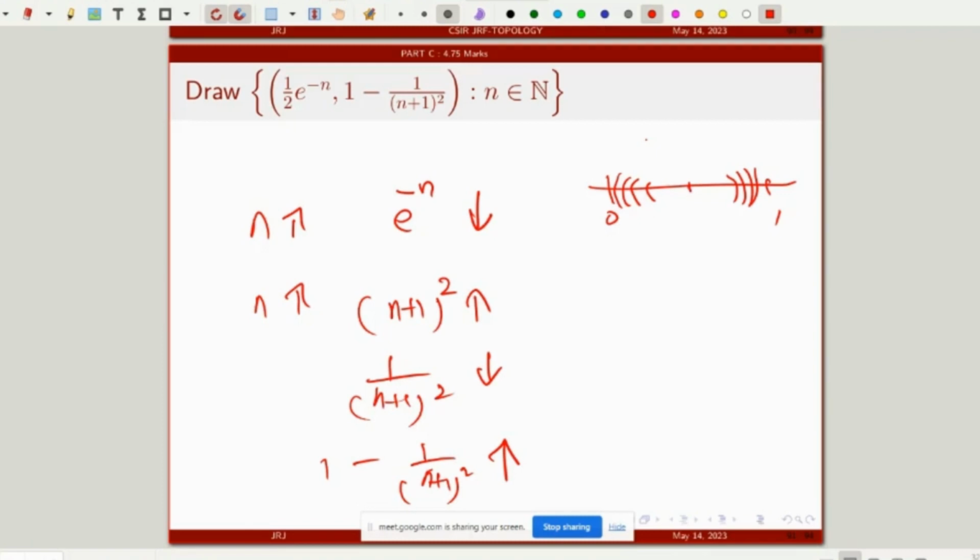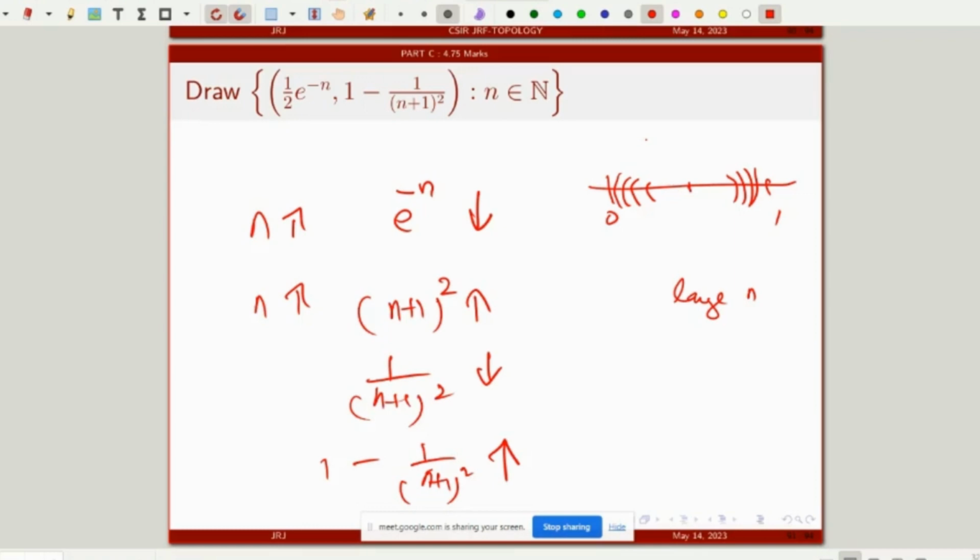It is monotonically increasing. So if it has a finite subcover, we will take the large n. So whatever be the large n, this 0 will not be there in that set. So we will not be able to produce a finite subcover.